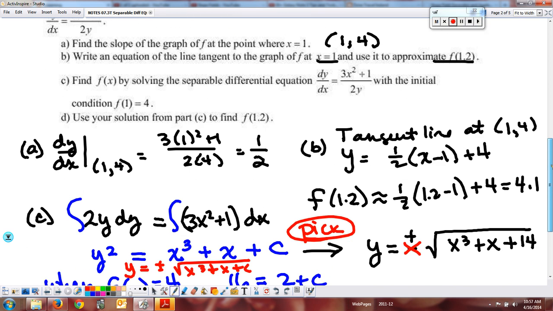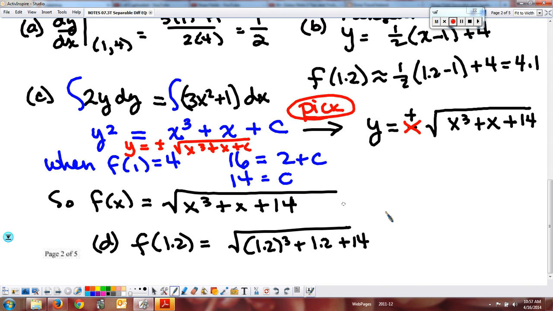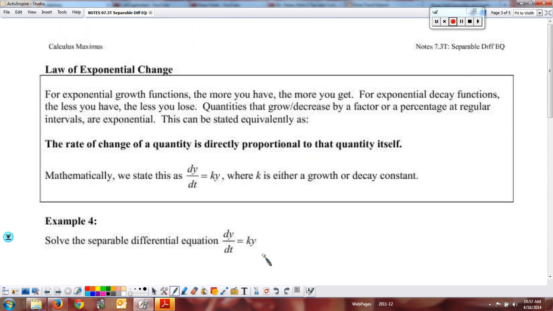A, B, C, and D. Done. All right, so let's go to the next one. Now we're going to get into some applications. This is called the law of exponential change.